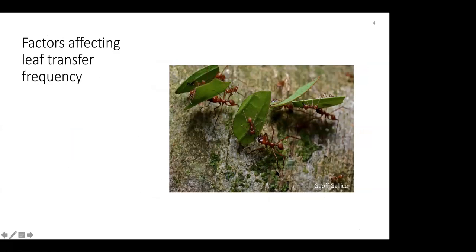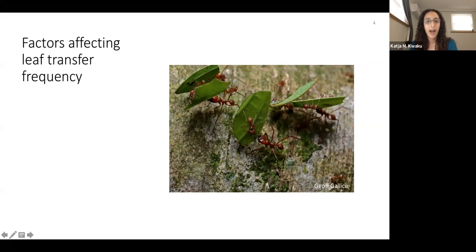So a lot of different things will affect leaf transfer frequency, or how often ants transfer their leaves. Basically, they'll do it whenever it increases the rate of leaf transport back to the nest. Whenever it increases the colony efficiency, then they'll transfer their leaves.